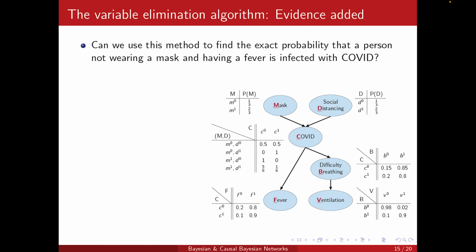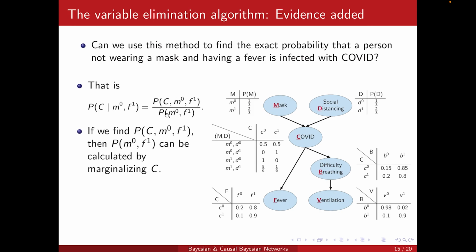Now, can I use this method to find a conditional probability? What I did previously was just P of B. For example, what if I want to know P of C conditioned on M0 and F1, the probability of a person being infected with COVID, given that the person did not wear a mask and had a fever. Okay, by definition, it will be this fraction, and the denominator can be calculated from the numerator by just marginalizing C. So we will focus on just the numerator for now.